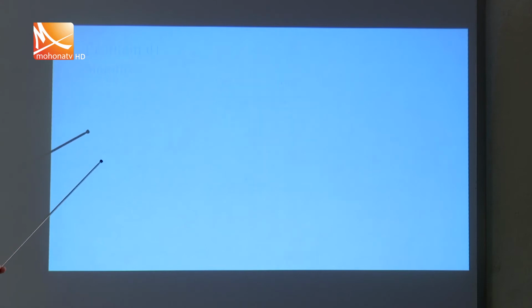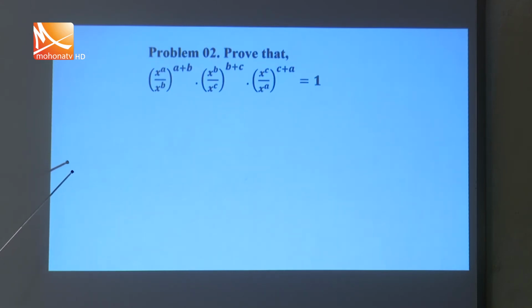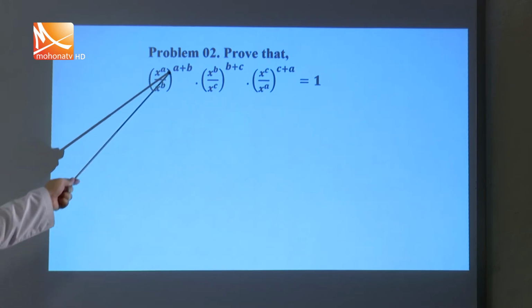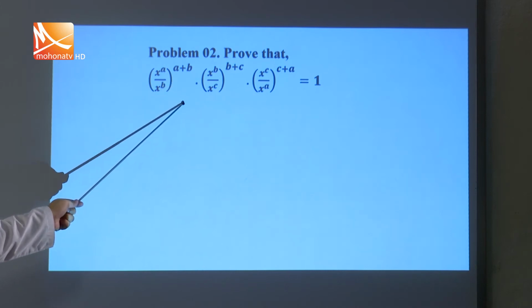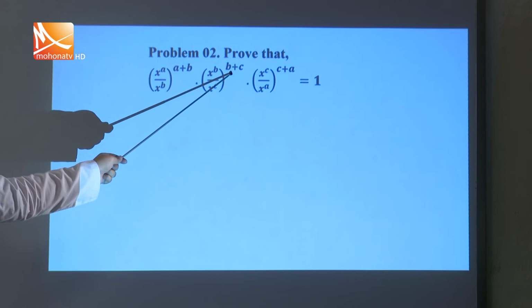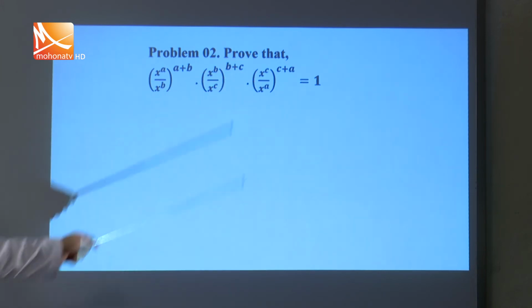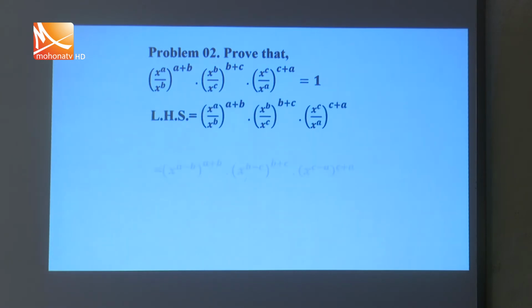Let us see our second problem. In our second problem we have (x to the power a divided by x to the power b) whole to the power a plus b, into (x to the power b divided by x to the power c) whole to the power b plus c, into (x to the power c divided by x to the power a) whole to the power c plus a, equal to 1. You have to prove that. So let us write what is in our left hand side.